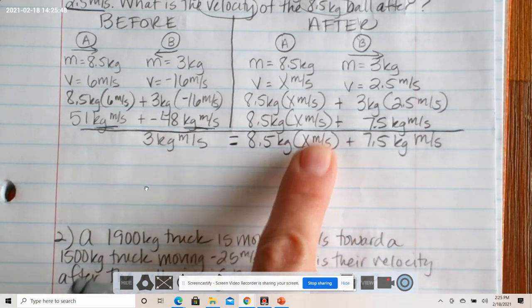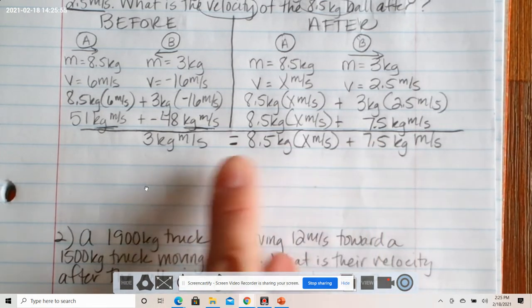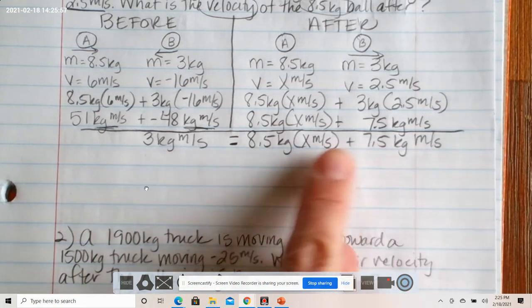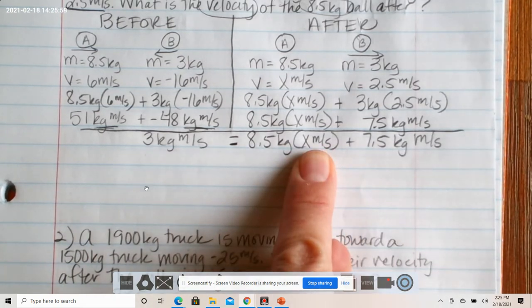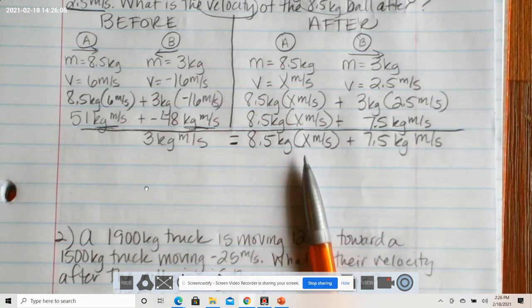So we have to get rid of the 8.5. We also have to get rid of the 7.5 kilograms meters per second. So it's one long problem. We have to figure out how to get x by itself so we can solve for x. So here's where that PEMDAS comes in too. Please excuse my dear Aunt Sally.